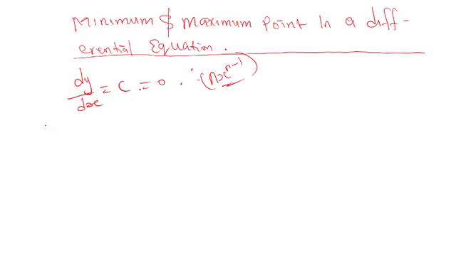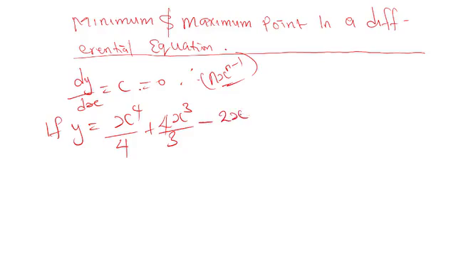Now, let's calculate this. If y is equal to x^4/4 plus 4x^3/3 minus 2x minus 16, and you're given this to determine the maximum and the minimum point, or just determine the point of inflection, what you have to do is differentiate using the factor nx^(n-1).